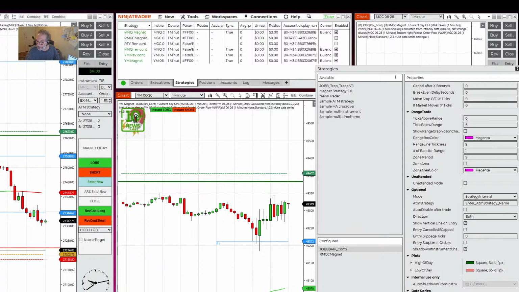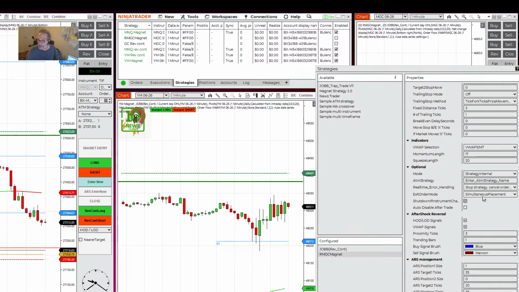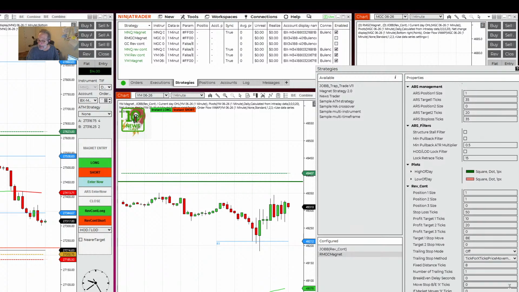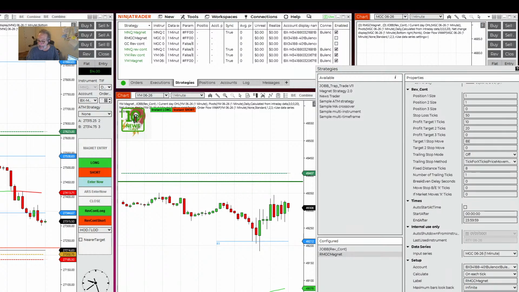And I'll call it gold reverse continue. My magnet's mislabeled. Let me see if I can... Yeah, I got enough time to label it properly. I labeled it RMGC magnet. It's GC. Here we go.